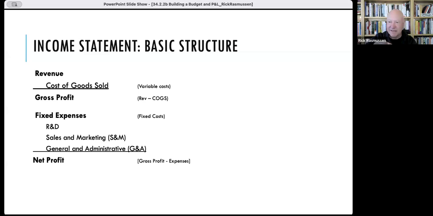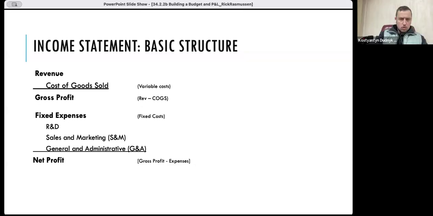Your gross profit minus all your fixed expenses. Fixed expenses are the money you're spending whether you sell 1 unit, 1,000 units, and so on. You still have those bills to pay, and those usually come under engineering, or research and development, sales and marketing, and something called G&A, which is all the overhead. Now, I'll talk about that. And so it's your gross profit minus your fixed expenses is your net profit.